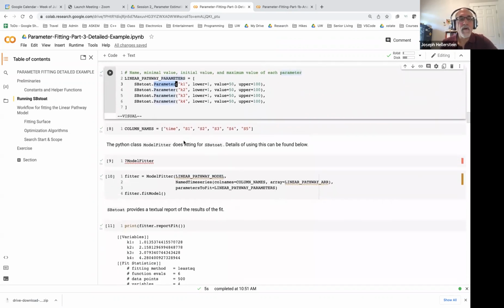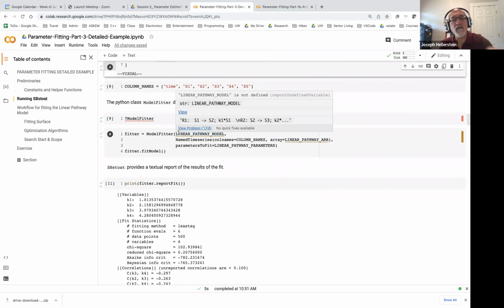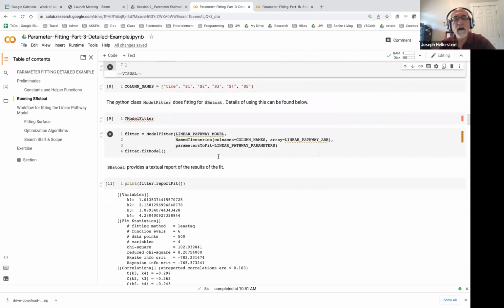For the data, we're giving SBstoat an array. An array is not a data frame, so it doesn't have the columns identified. So we have to specify what those columns are in the array. And so what we end up with is the model, which is shown over there. We're going to make this array into something called a named time series. It looks sort of like a data frame, but it's more efficient. And then we list the parameters we're going to fit.